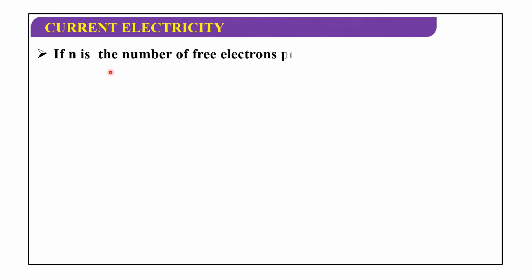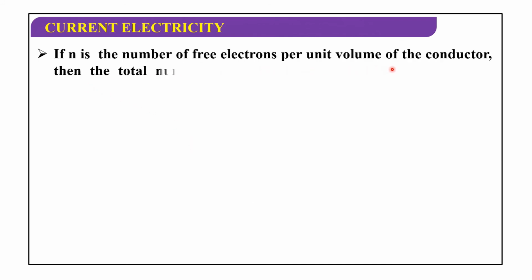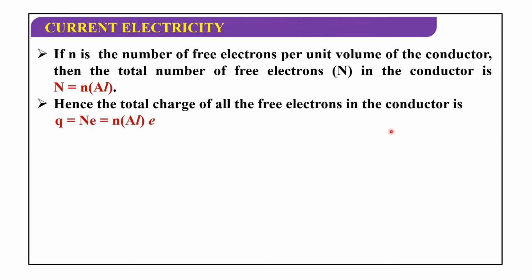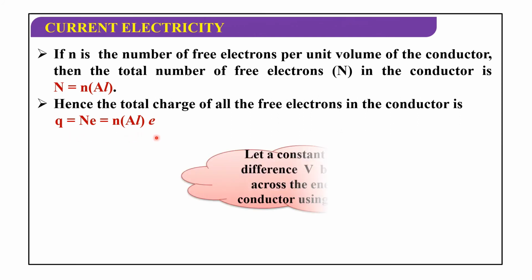If n is the number of free electrons per unit volume of the conductor, then the total number of free electrons N in the conductor is N equals n into AL, where n is the number of free electrons per unit volume of the conductor. Hence, the total charge of all free electrons in the conductor is Q equals Ne. So, this can be written as nAL into e.